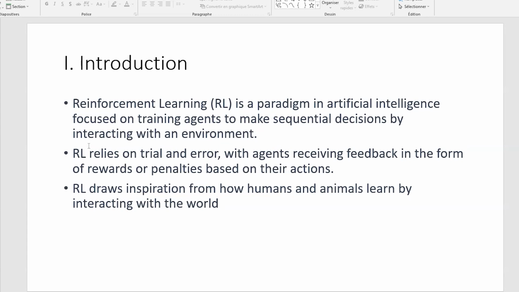Reinforcement learning is based on trial and error, with the agent receiving feedback in the form of reward or penalty based on its action. Every time the agent performs an action inside the environment, the environment will either give it a reward to say, okay, you performed the right action towards solving a specific problem.